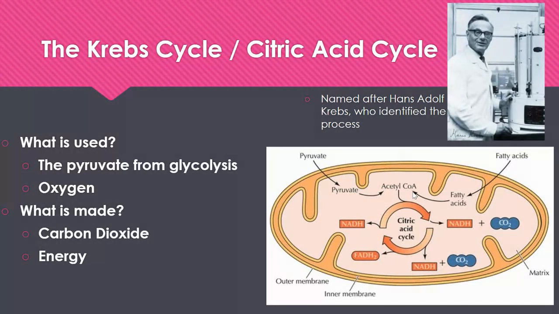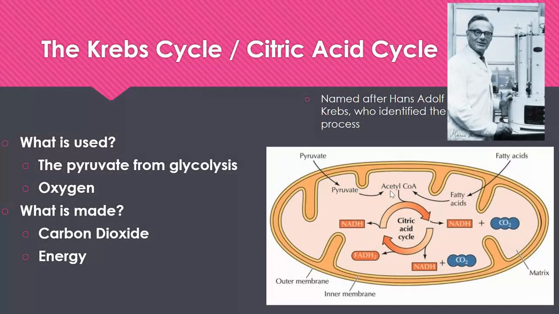Now, where does this happen? You can see here in this picture that the Krebs cycle takes place in the matrix of the mitochondria. So that's kind of like a gel-like substance in the middle of the mitochondria. So remember, glycolysis had taken place outside in the cytoplasm, and now the pyruvate comes in. You can see the pyruvate coming in. And it's going to begin the citric acid cycle, or the Krebs cycle, in the matrix of the mitochondria.